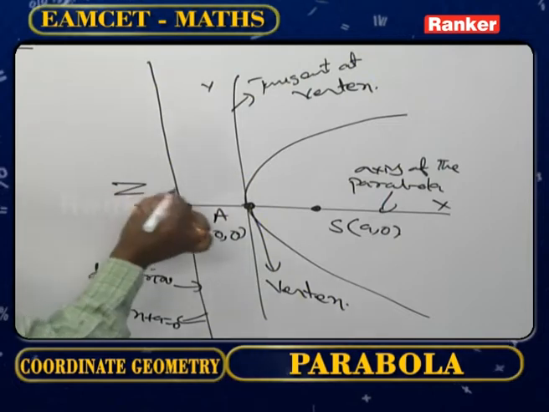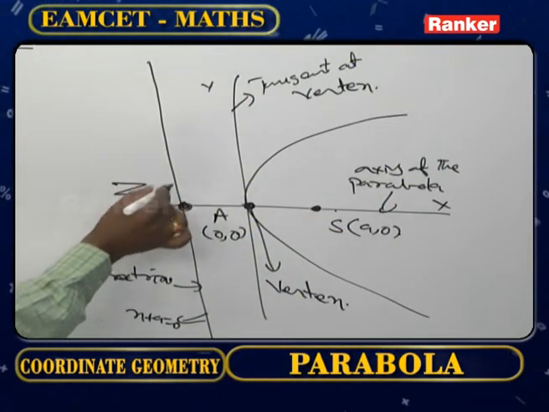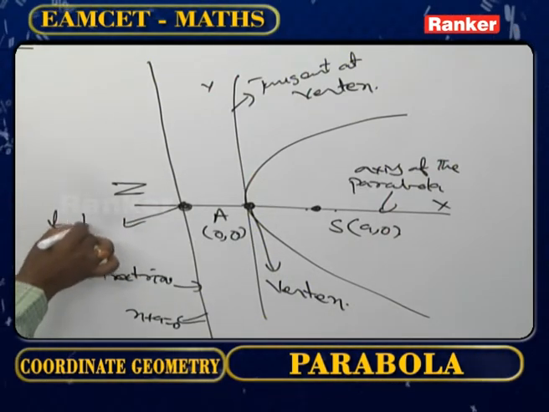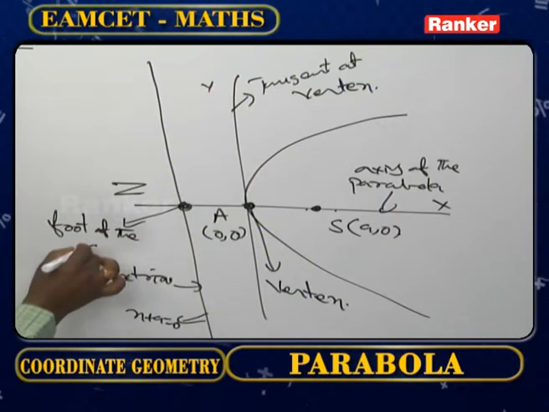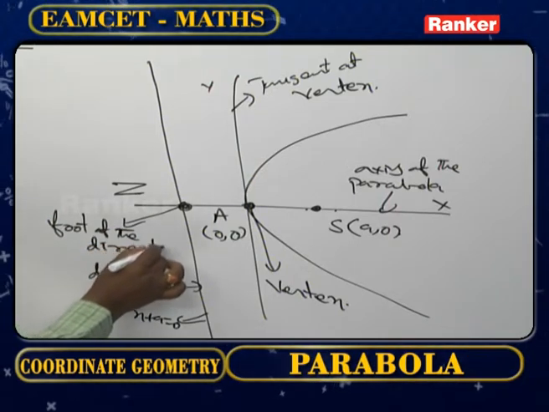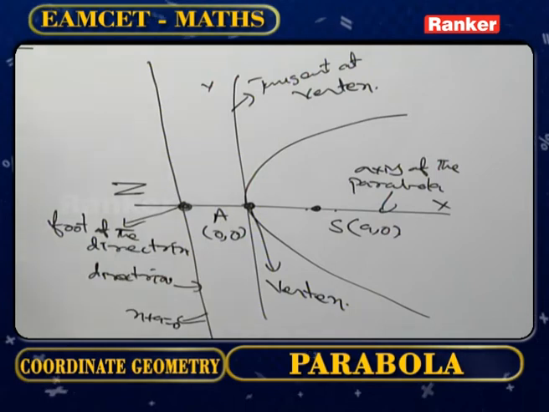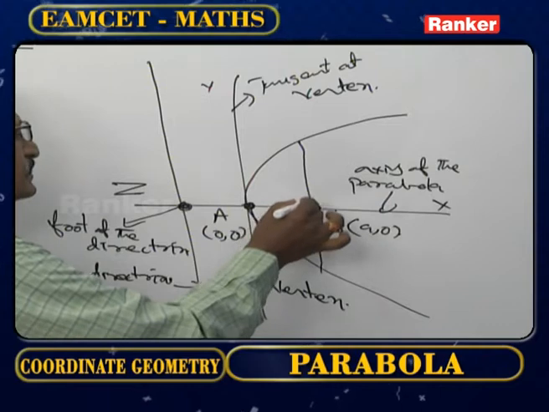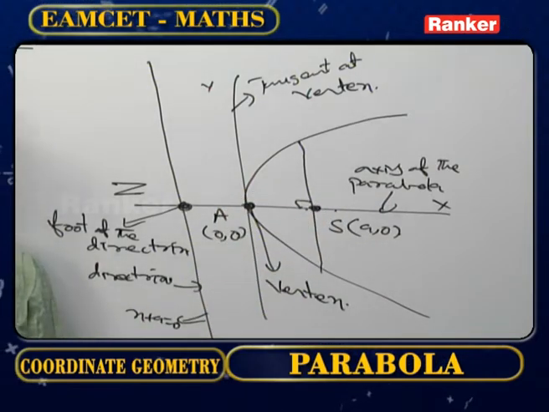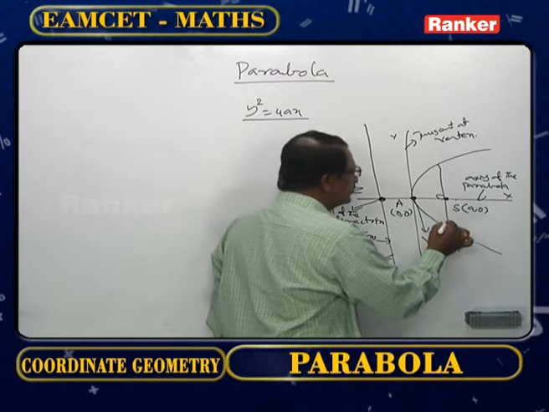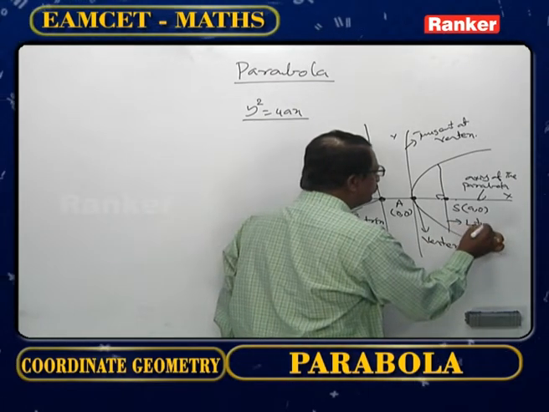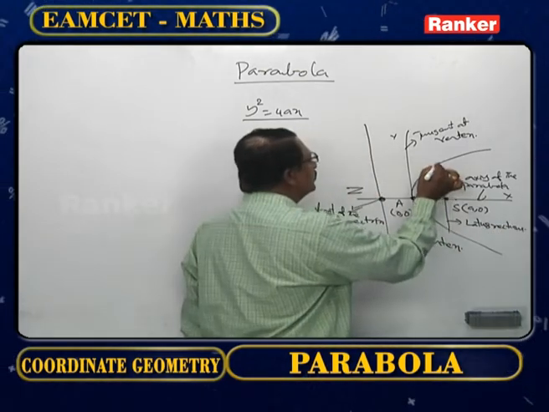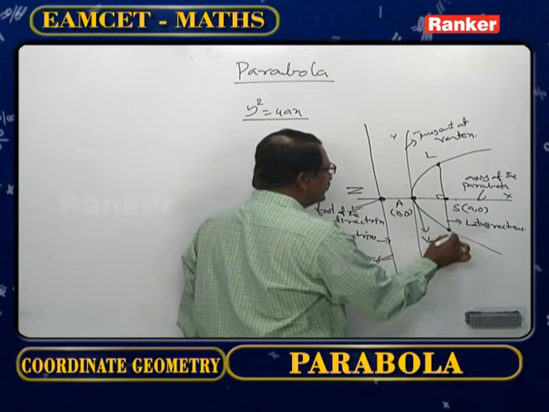Always, the point of intersection of the axis and the directrix is called the foot of the directrix. Next, a chord of the parabola passing through the focus and perpendicular to the axis is called the latus rectum of the parabola. L and L dash are the ends of the latus rectum.